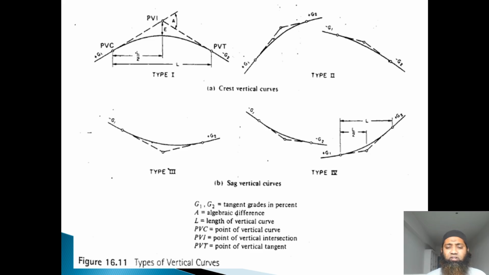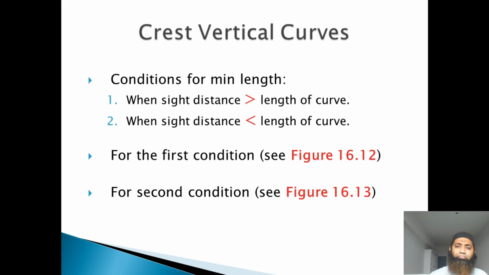As you can see here, type 1, type 2, type 3 and type 4 are there. Let us see what crest vertical curves are. Conditions for minimum length: when the stopping sight distance is greater than the length of the curve, we have provided the length of the curve.